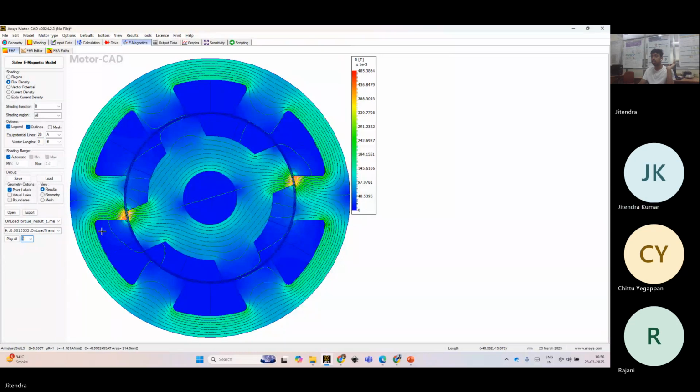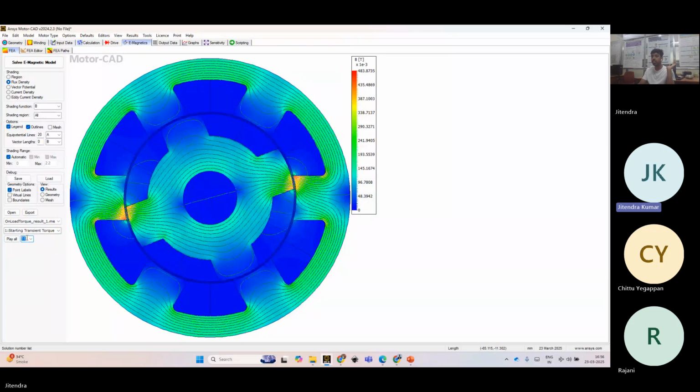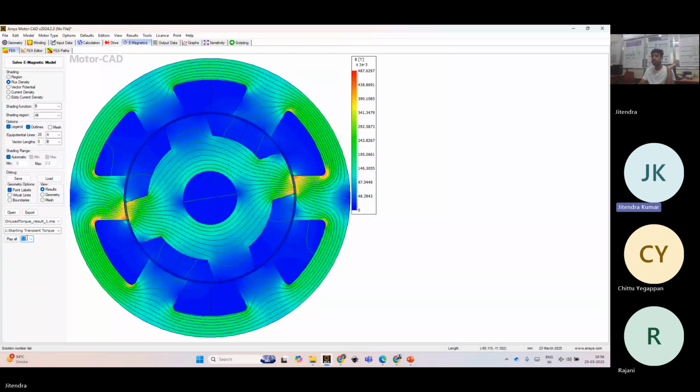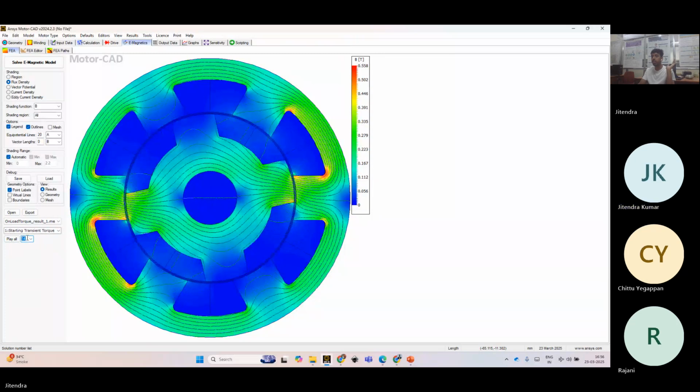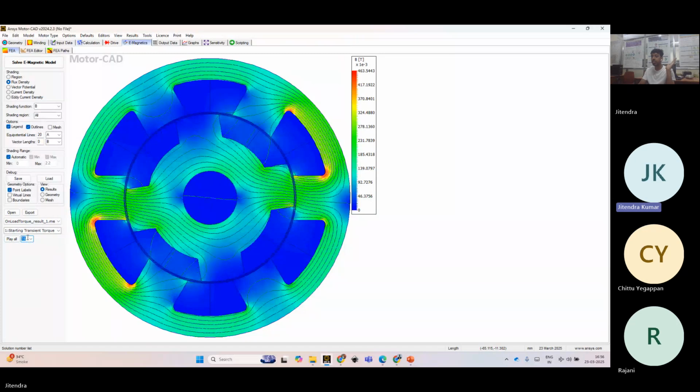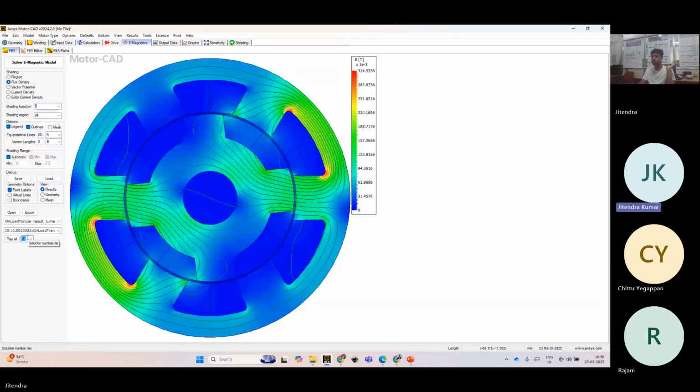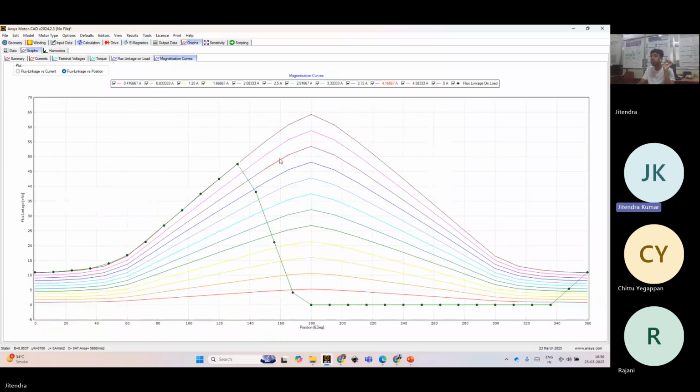isn't it? And for the second phase, how will the alignment happen? Like this. When the second phase is getting turned on, you can see the dark green color means high flux linkage. So torque will be produced much larger at that rotor position especially. That is how this graph is shown. This is the graph of flux linkage.